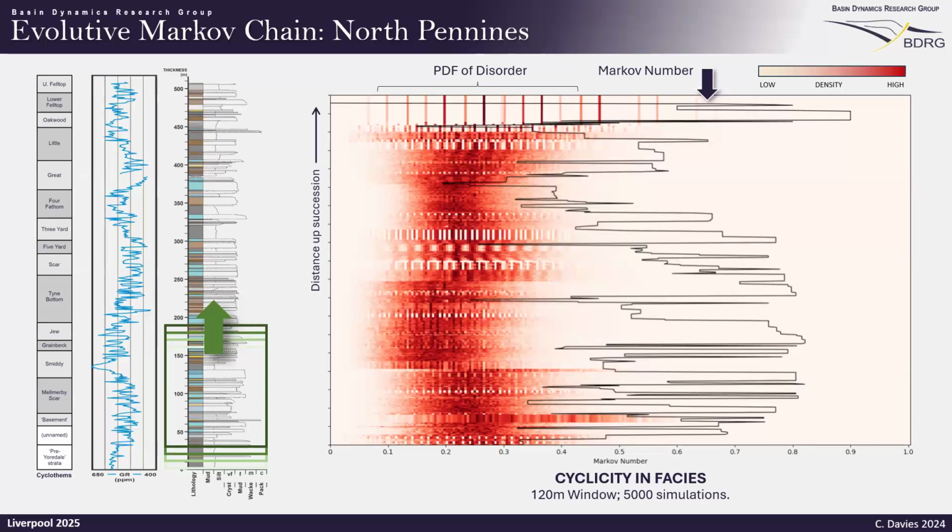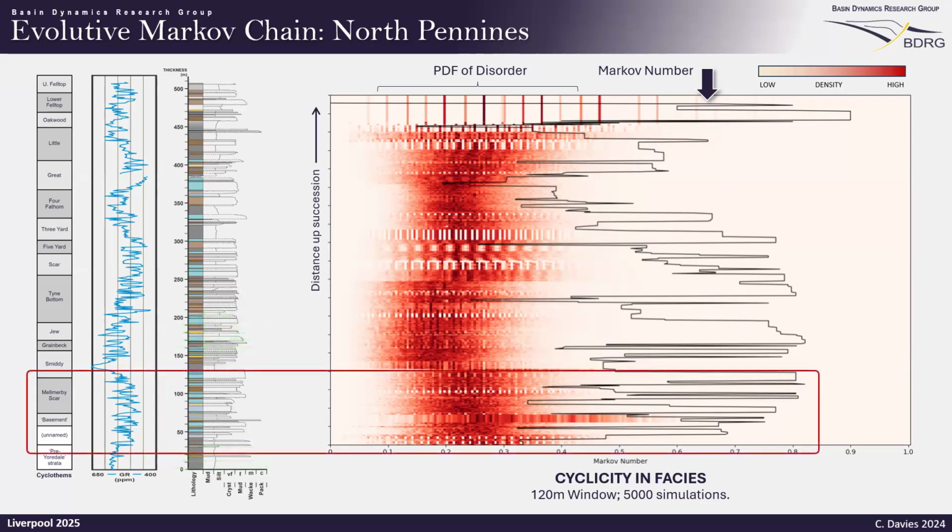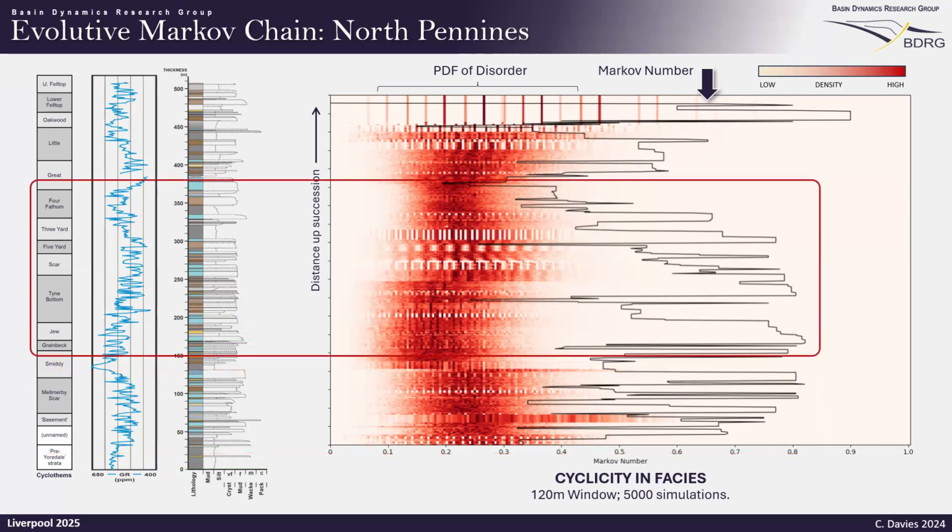And that's quite pleasing. The bottom half here, or the bottom little bit, is actually not very cyclic at all. There's some reasonable cyclicity in there, but a lot of this overlaps with the disorder PDF. And the middle bit, where we do see clear cyclicity in the field or in the core, that's reasonable. We're getting Markov numbers over here, and all of the disorder is over there. So that sounds pretty reasonable.